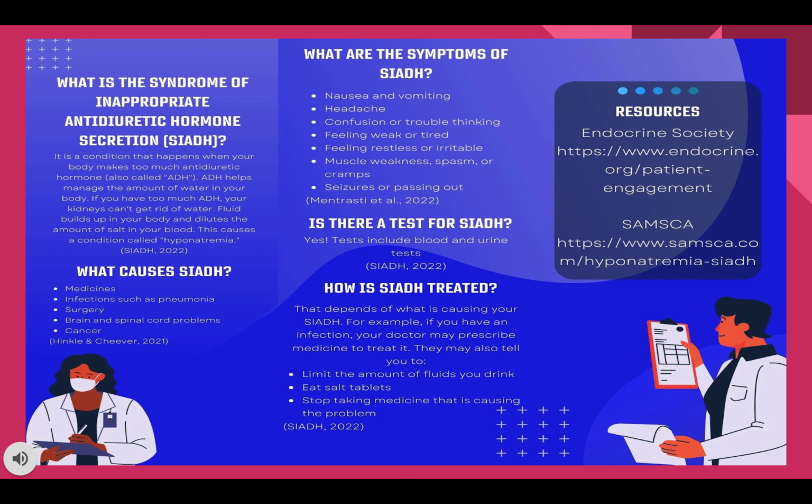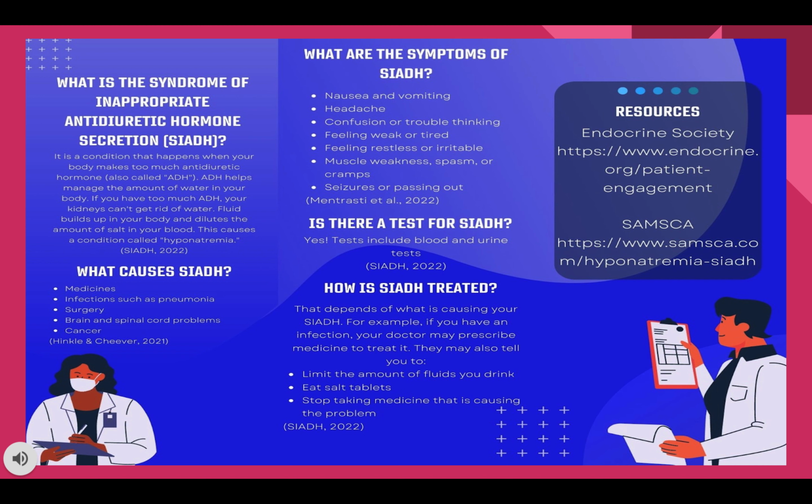Here is our patient education brochure for syndrome of inappropriate antidiuretic hormone secretion. It includes an overview of what the disease process is and what causes it. It also details signs and symptoms of the disease and how SIADH is treated. There are also additional resources provided to get more in-depth information.